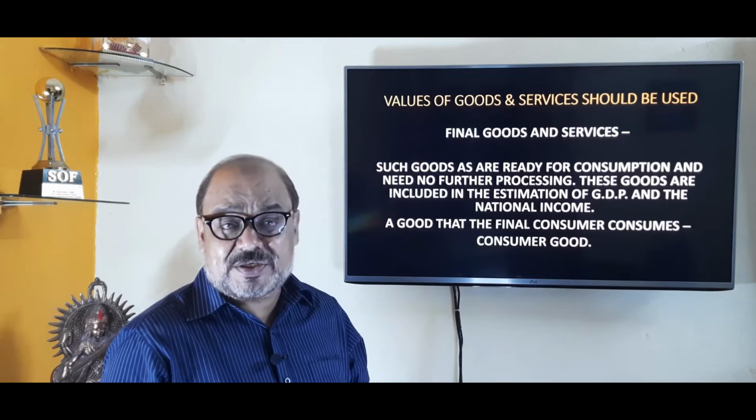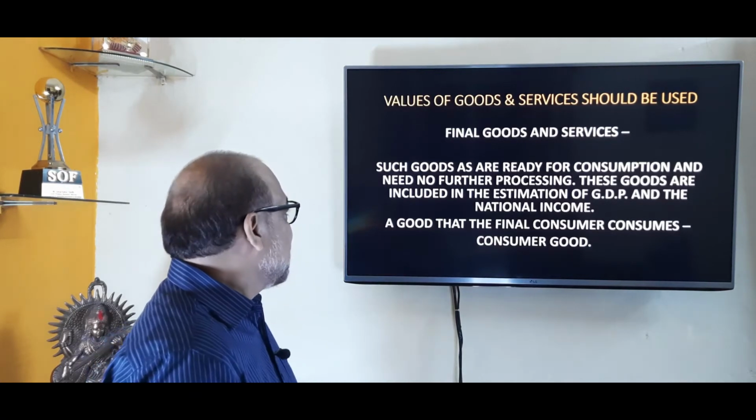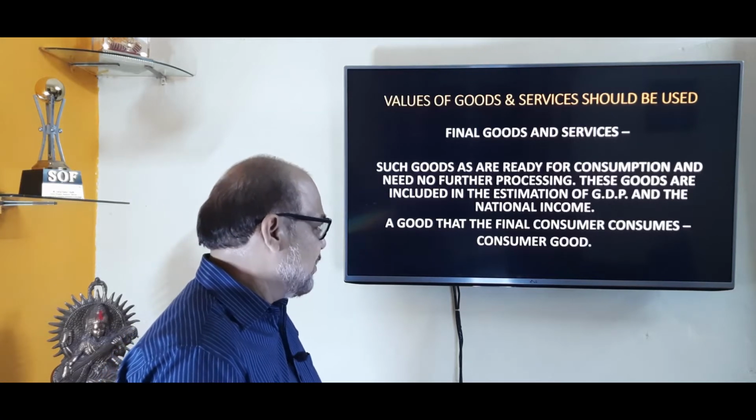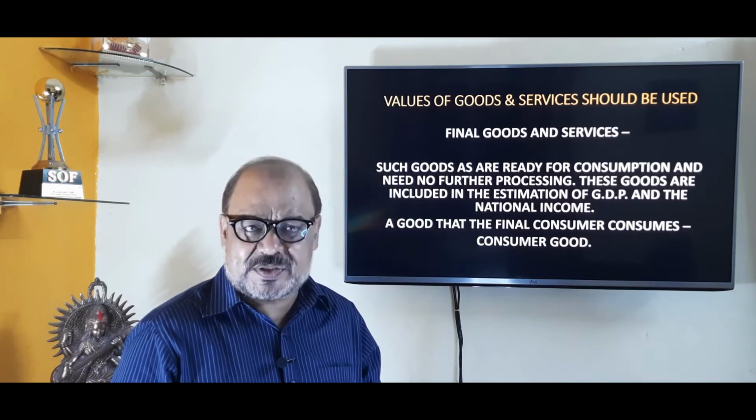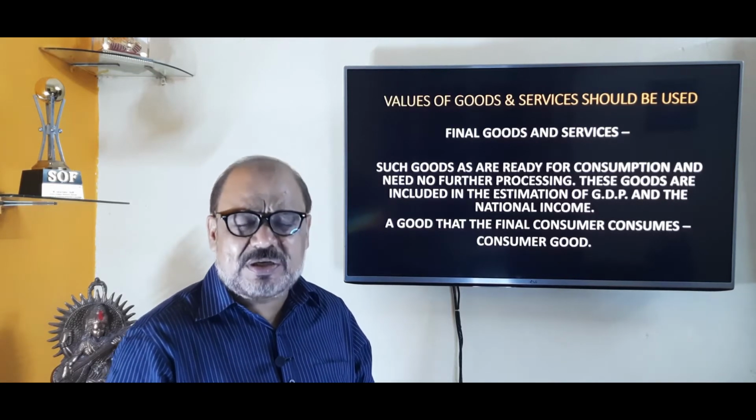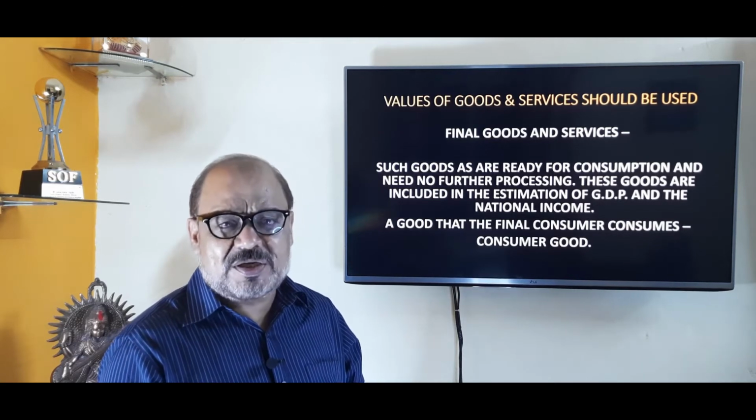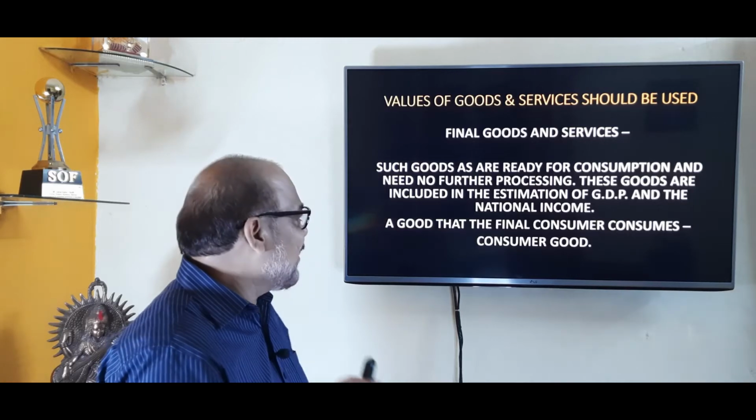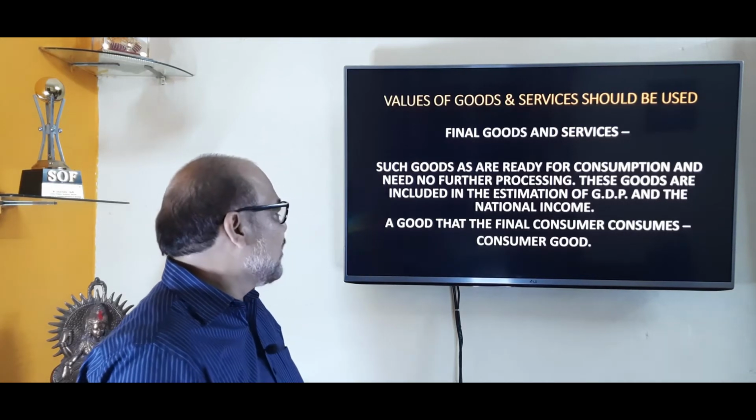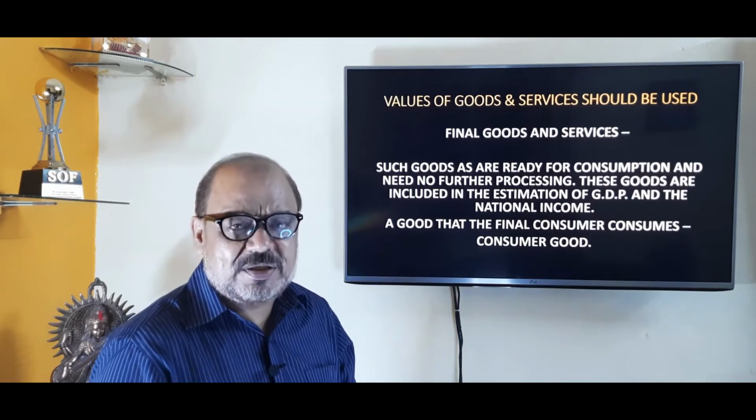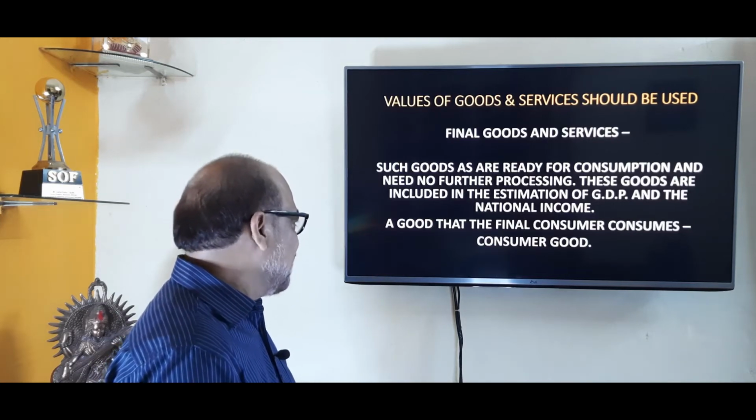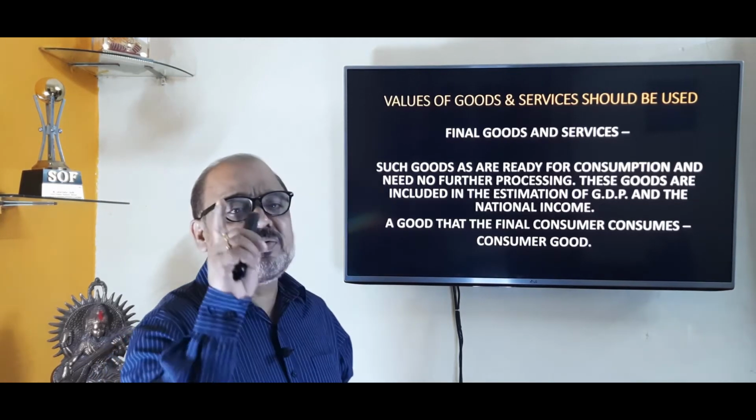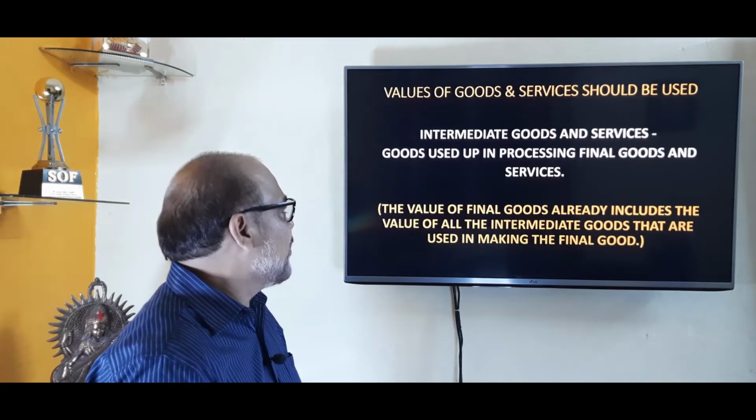Then the question comes, what do we understand by final goods and services? Such goods as are ready for consumption and need no further processing are called final goods and services. The goods and services which are absolutely ready for use are called final goods and services. At this stage, the goods and services do not require further processing. Okay? That is the most important thing about final goods and services and the national income. A good that the final consumer consumes is a consumer good. Values of goods and services should be used.